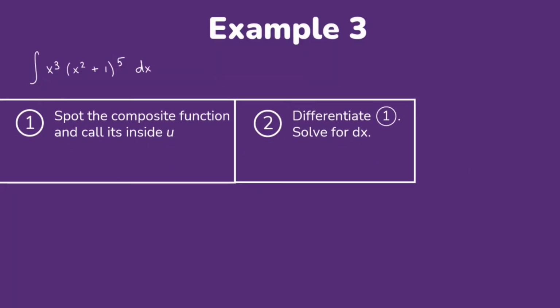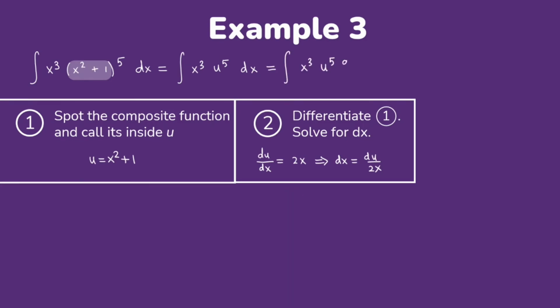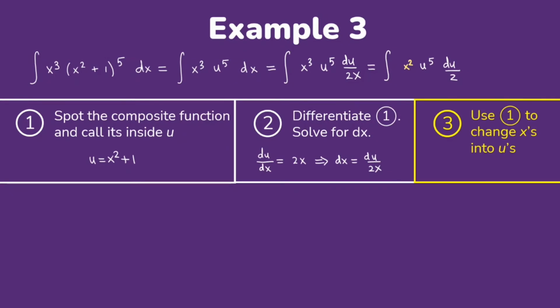Next, a harder example. Here, the composite function is x squared plus 1, all to the 5th power, so let u equal x squared plus 1. Differentiating u gives du by dx equals 2x, so dx equals du over 2x. Substitute. Simplify by canceling one copy of x. Uh-oh. There's x squared left over that doesn't go away, so we need to change the extra x's into u's.